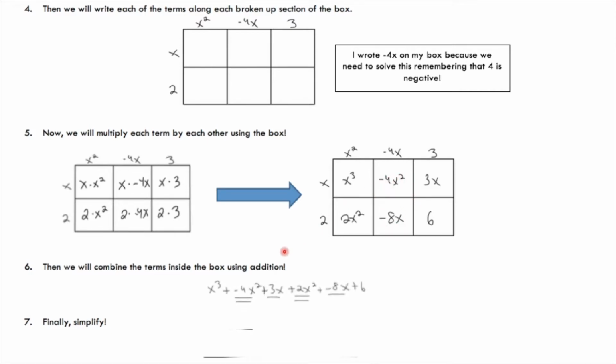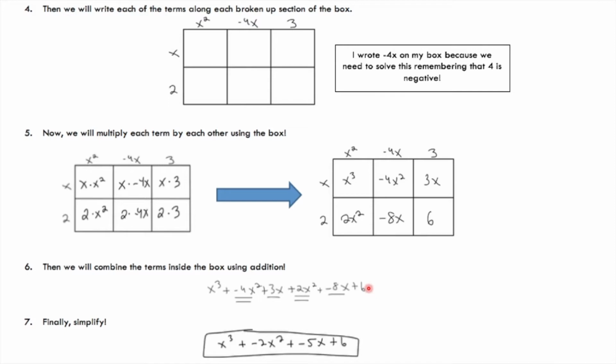So now I have x cubed plus negative 4x squared plus 3x plus 2x squared plus negative 8x plus 6. So you'll see I already identified some of my like terms, so I'm going to go ahead and simplify for my final step, where I get x cubed plus negative 2x squared, because I'm taking negative 4x squared and adding positive 2, plus negative 5x, because I have negative 8x and adding a positive 3, and then plus that 6.